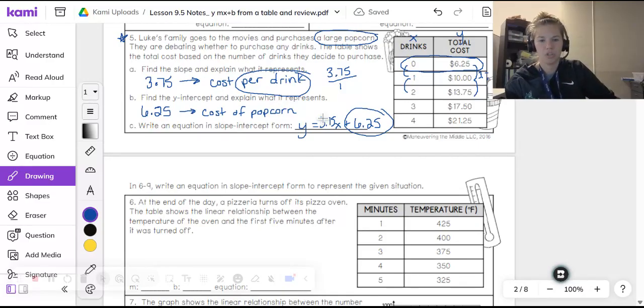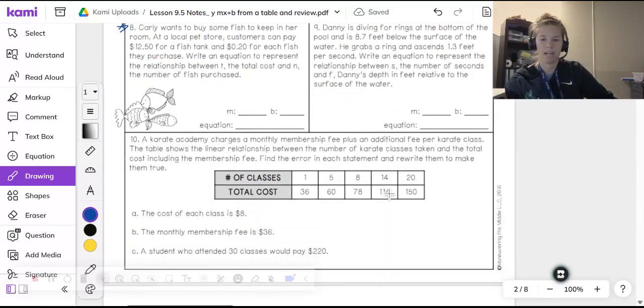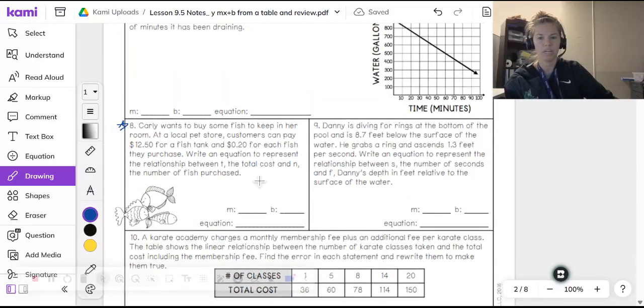So this is how you get your equation from a situation involving a table and what those numbers mean corresponding to that situation. Okay, let's take a look at a different type of problem. This one is just giving you the situation flat out. It says Carly wants to buy some fish to keep in her room. At a local pet store, customers can pay $12.50 for the fish tank and 20 cents for each fish they purchase.